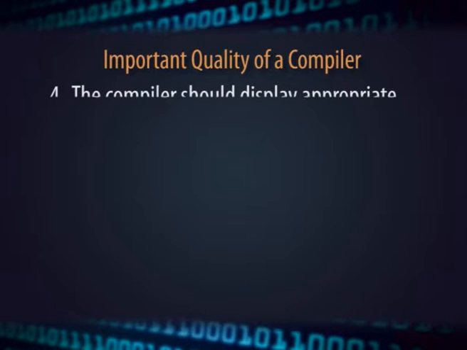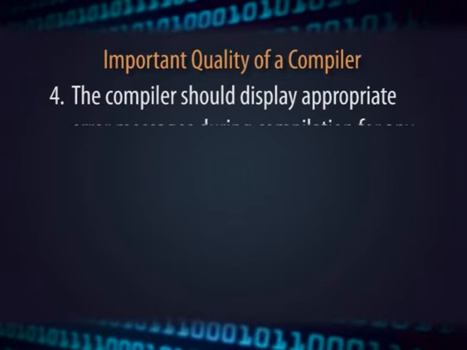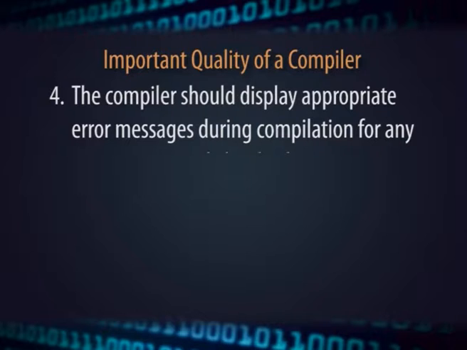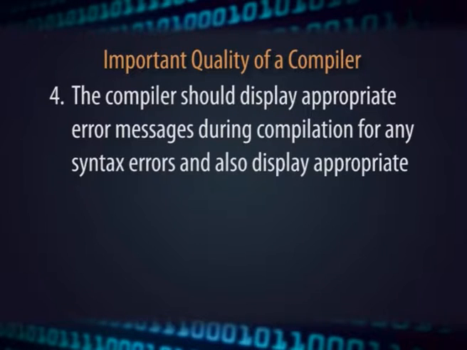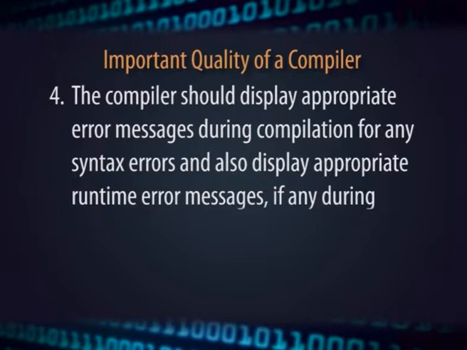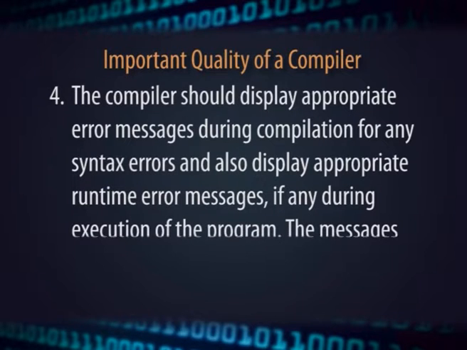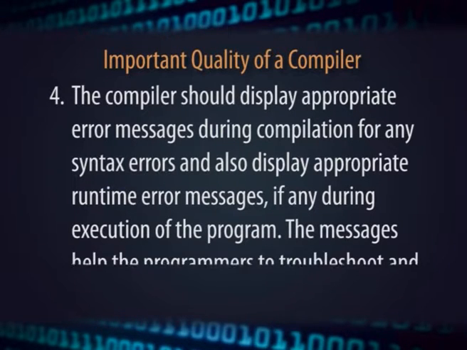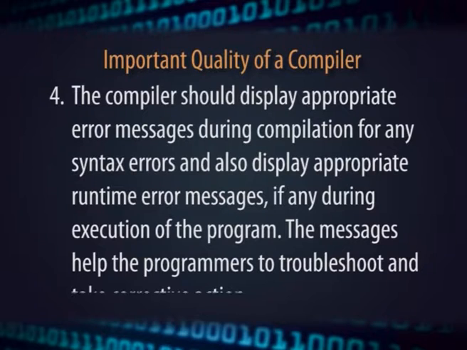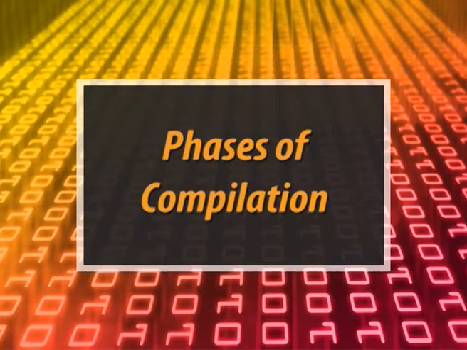The fourth quality of a compiler is that the compiler should display appropriate error messages during the compilation for any syntax errors and also display appropriate runtime error messages, if any, during the execution of a program. The messages help the programmers to troubleshoot and take corrective action.